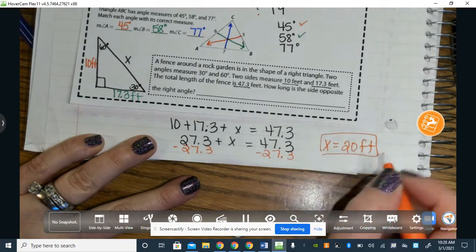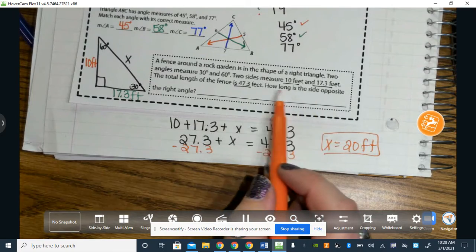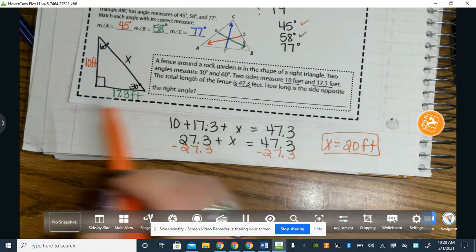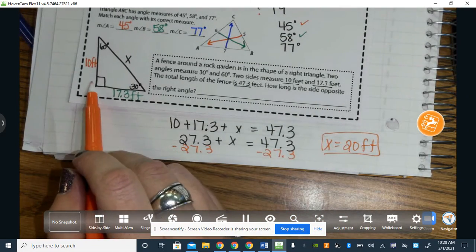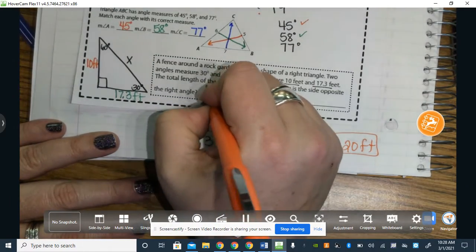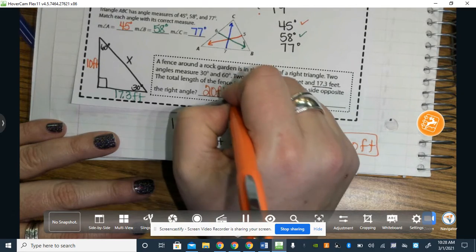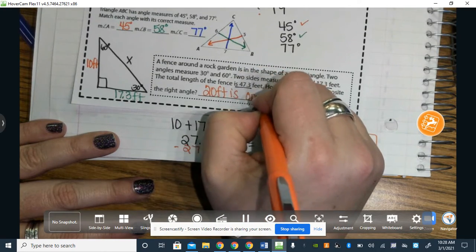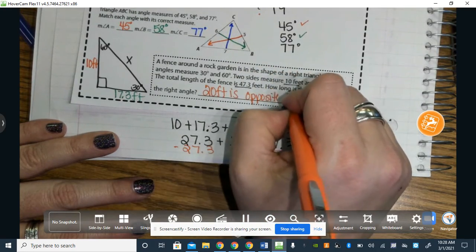So how long is the side opposite the right angle, meaning how long is the hypotenuse? It would be 20 feet. So 20 feet is opposite the right angle.